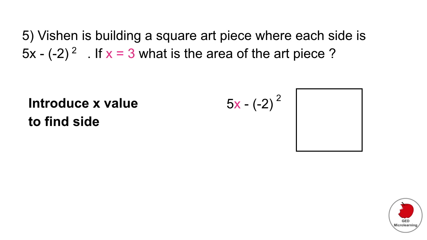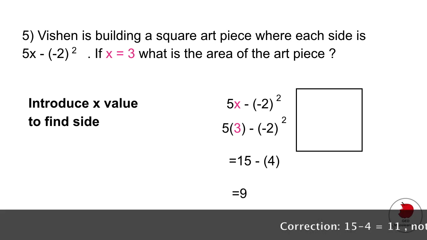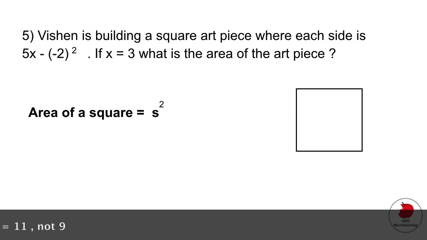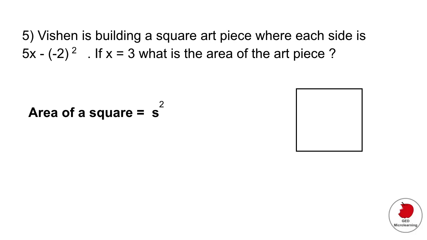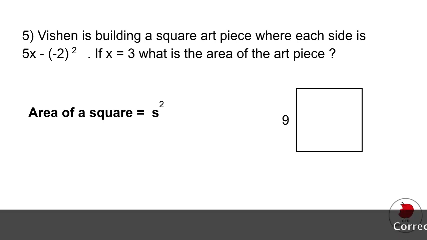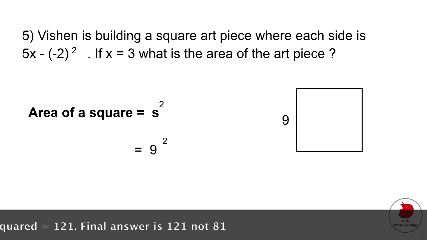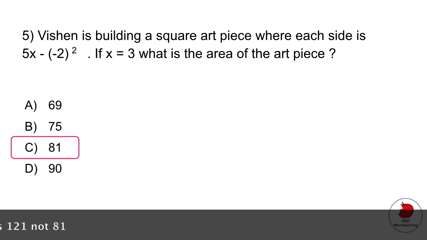the equation. Okay, so if you do that, on the left side you'll have 15, and then minus 4. All right, that gives you 9. So that's the first part of the story. The second part is that now with that value, we know each side is going to be 9. Okay, so now all you have to do is find the area, plugging that number into that equation that you had in your formula sheet. Okay, so if you put 9 squared, that gives you 81. So the correct answer would be C.